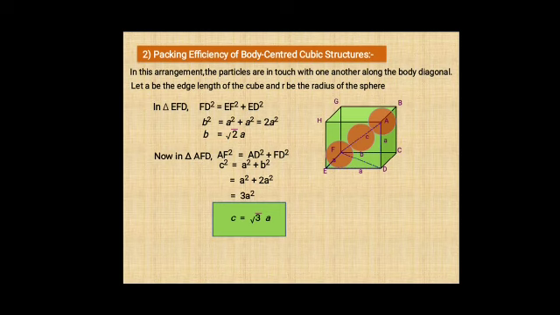If you consider AF as C, it will become C square, which is equal to AD square. AD square will be A square. FD square we have obtained previously, that is root 2A. Root 2A square will be 2A square. So totally the answer is 3A square, and finally C will be equal to root 3A. What is C here? C is the length between A and F.